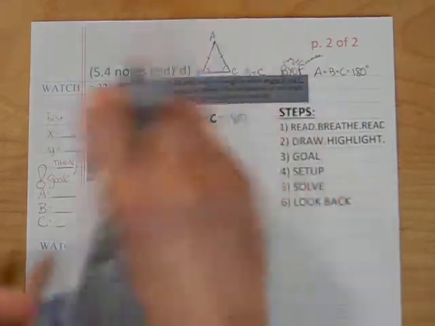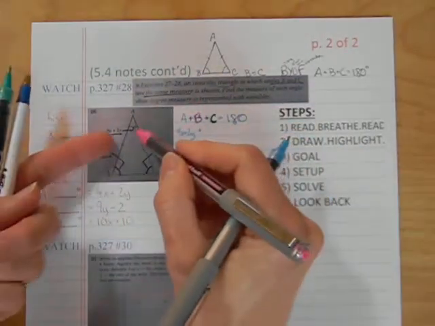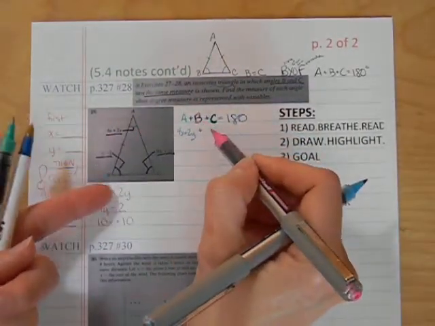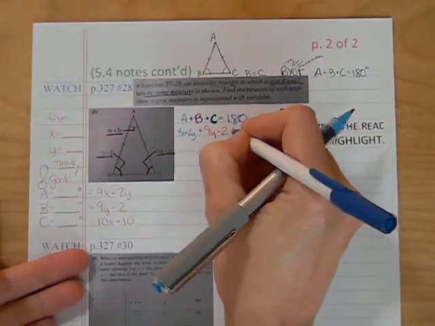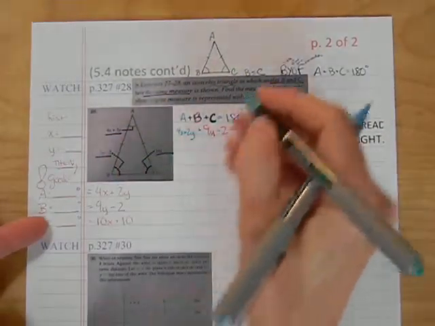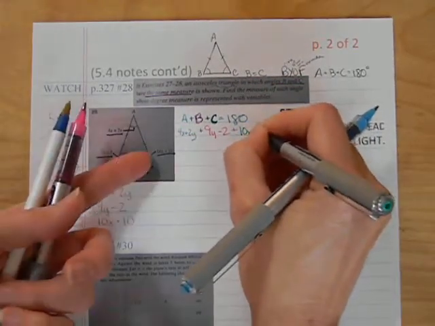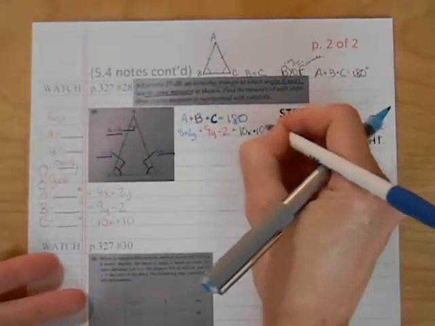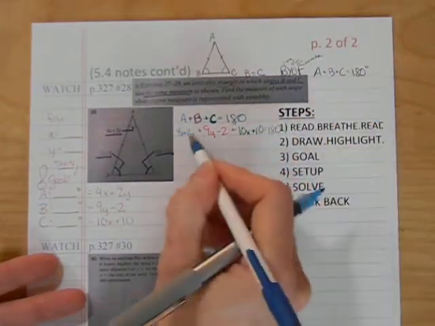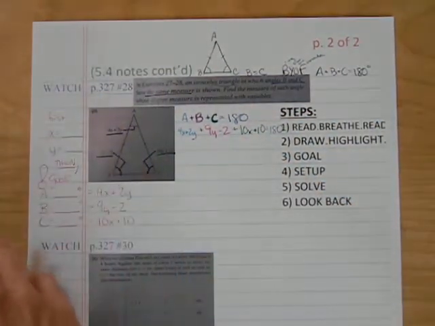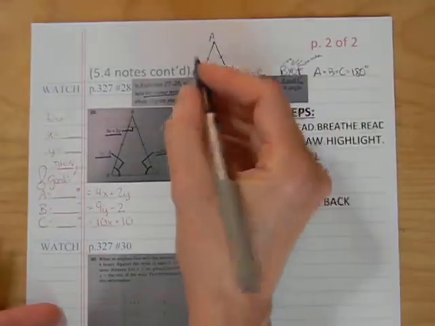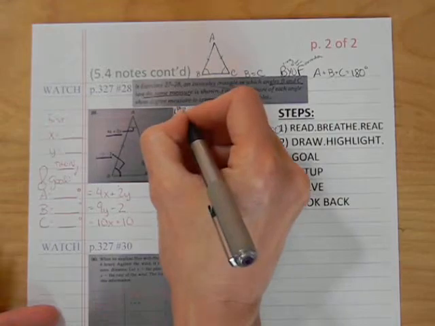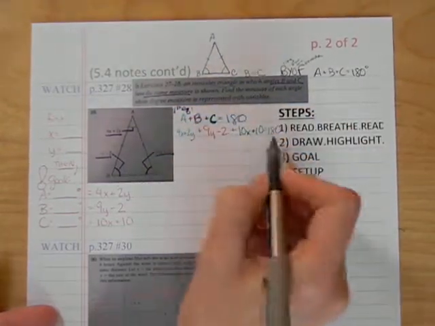Okay. So our A value is the 4x plus 2y. Our B measurement is 9y minus 2. Our C measurement is the 10x plus 10. And that all together equals the 180. So here's your A, your B, and your C, so that we're just setting up that first equation here. We'll even label that: this is our attempt to create the first equation.